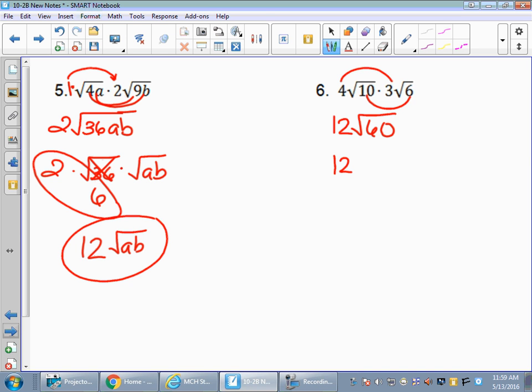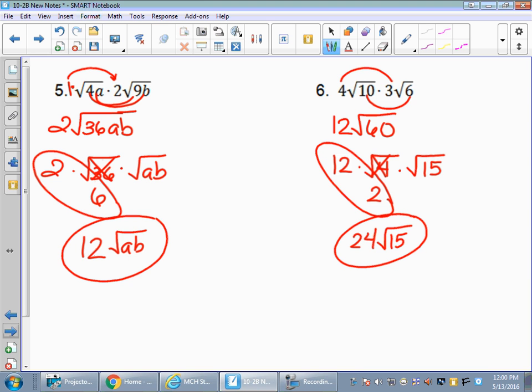So I'm going to rewrite this as 12 times the square root of 4 times the square root of 15. The square root of 4 becomes a 2. 2 and 12 make 24 times the square root of 15. 24 times the square root of 15.